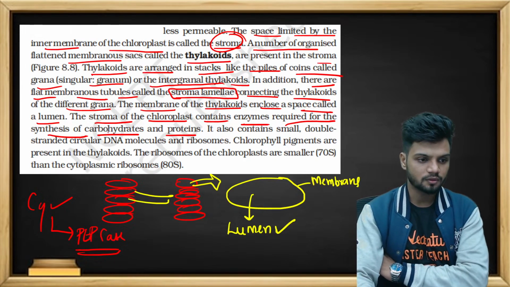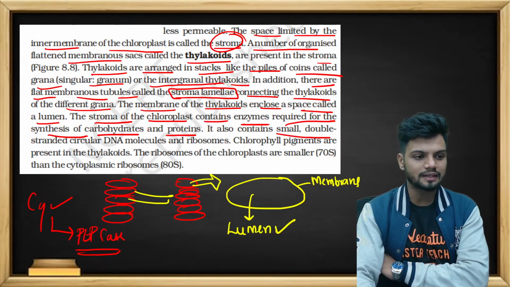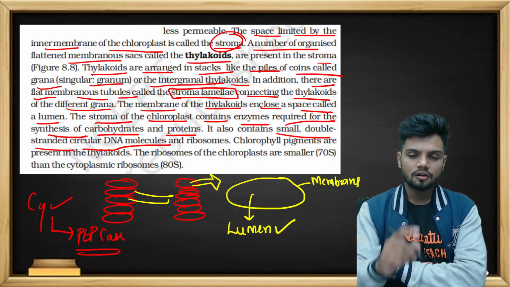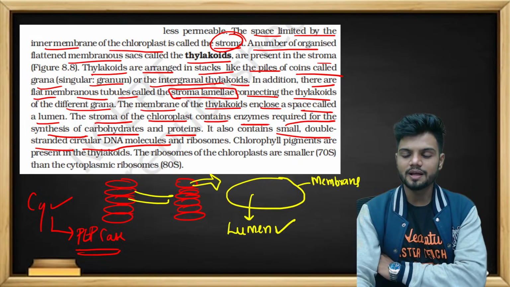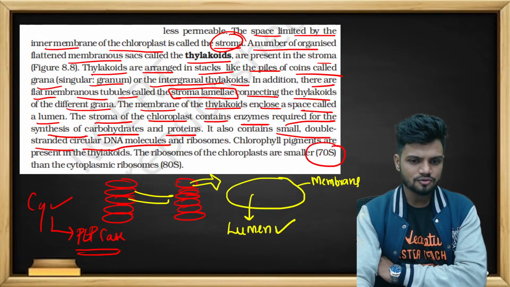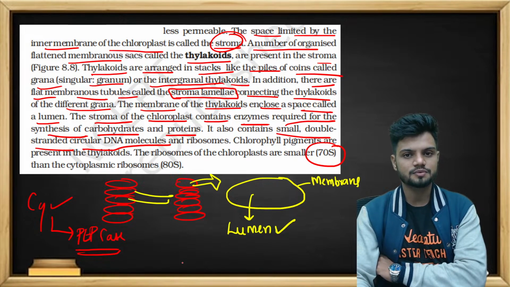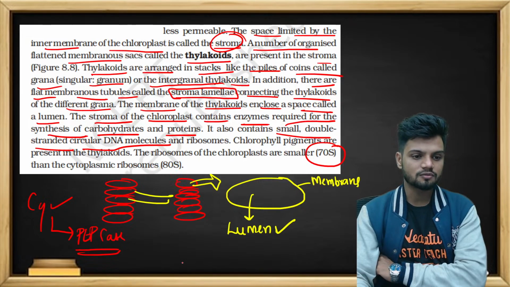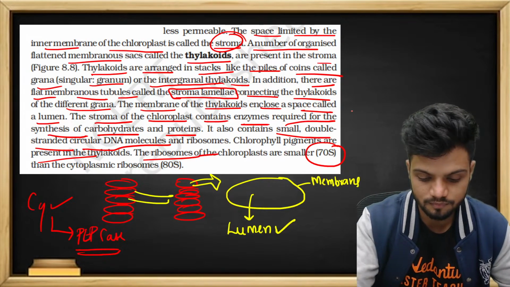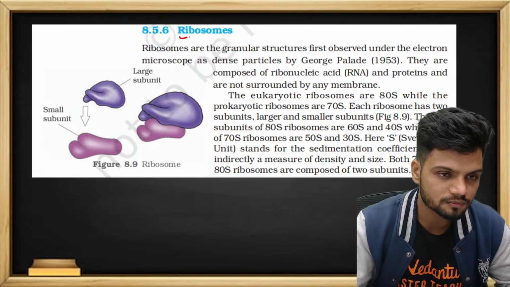Now it also contains a small double-stranded circular DNA. So it shows you that chloroplast and mitochondria have their own DNA. They also have their own ribosomes, and the ribosomes in both chloroplast and mitochondria are 70S ribosomes. Chloroplast pigments are present in the thylakoid. Now we'll talk about ribosomes.